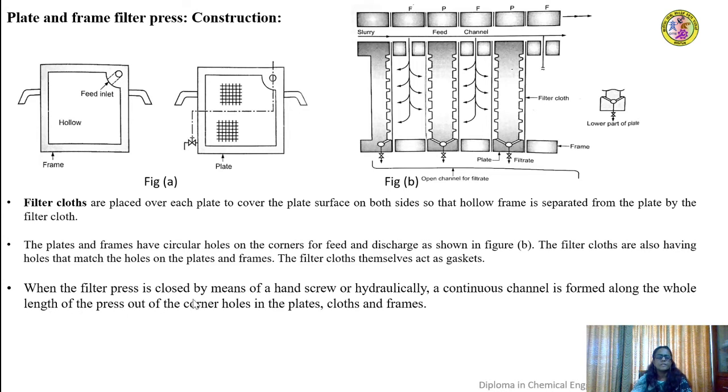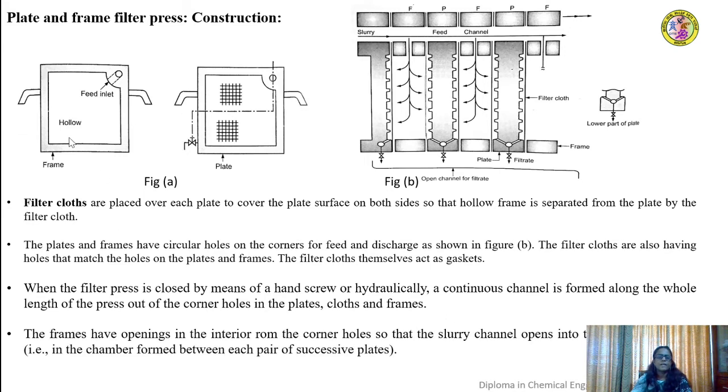So when the filter press is closed by means of a hand screw or hydraulically, a continuous channel is formed along the whole length of the press out of the corner holes in the plates, cloths and frames. Since all the three elements, that is plate, frame and filter cloth, have corner holes that match with each other, when they are placed one after the other like this and pressed tightly by means of a hand screw or hydraulically, it forms a continuous channel throughout the filter press through which you can feed the slurry that is to be filtered.